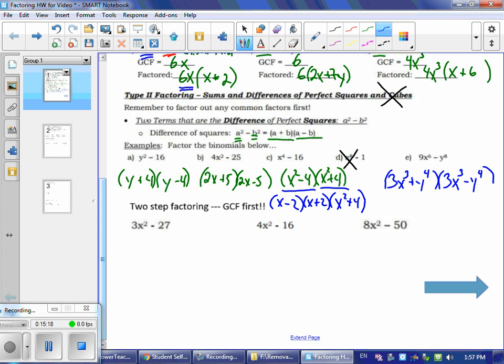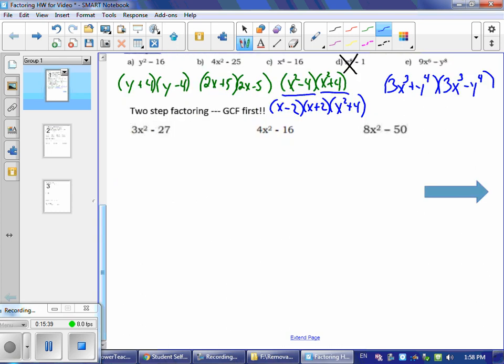So double check to make sure that you can't factor any further. The first one is plus. We know we can't do that. The second one has a minus, but while y to the 4th is a perfect cube, 3x cubed is not. So we are done with that one. Sometimes you might have to do these in multiple steps. Maybe we'll have a GCF first, and then it might create a difference of squares. So let's take a look at those.